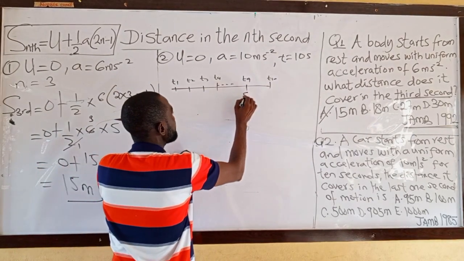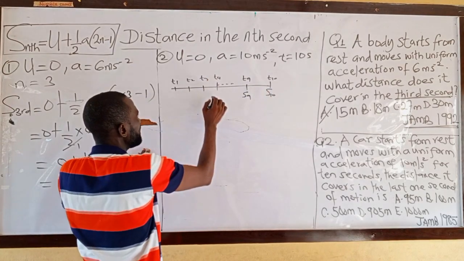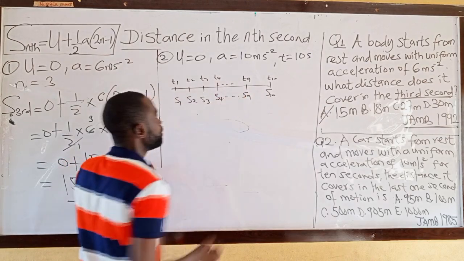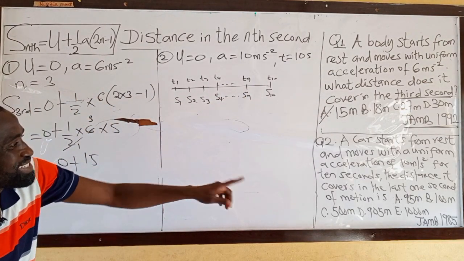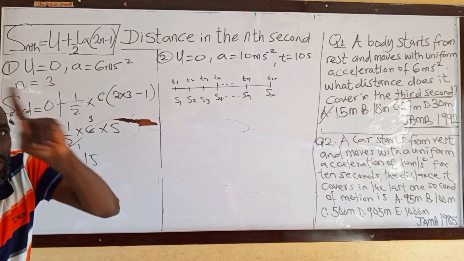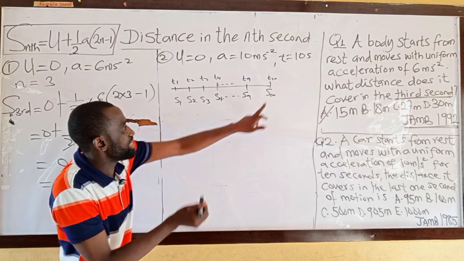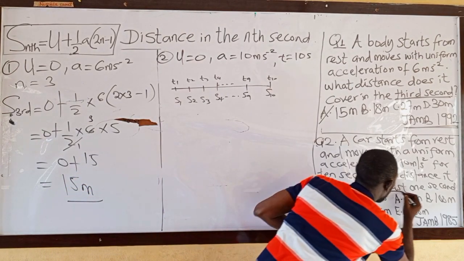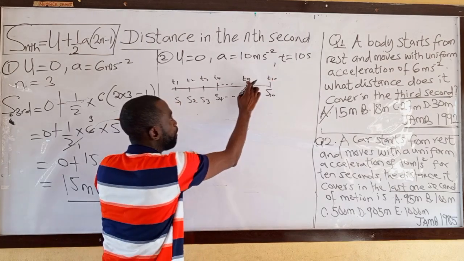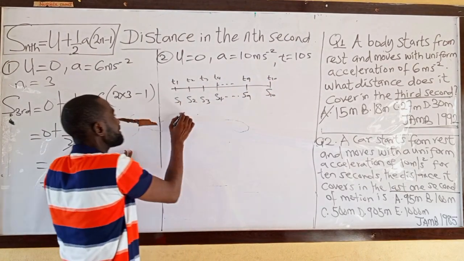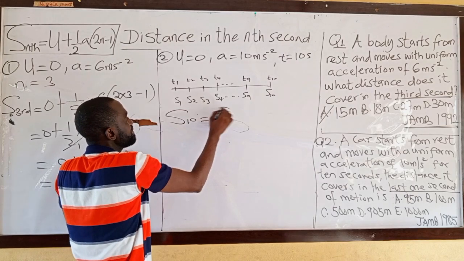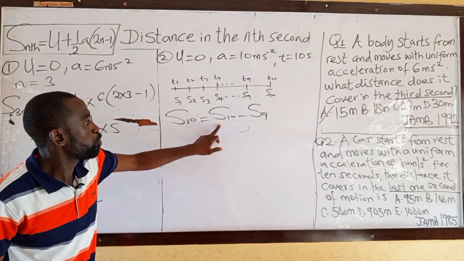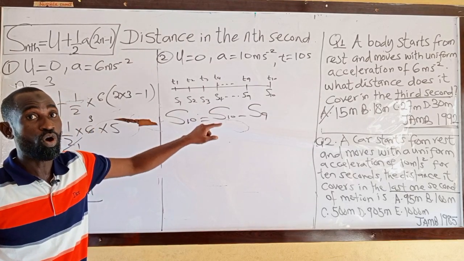So here I have S9 and S10, with S1, S2, S3, S4 and so on. The last 1 second of the motion is covered between S10 and S9. That is the distance in the 10th second minus the distance in the 9th second. This will give us the distance the body will cover in the last 1 second of its motion.